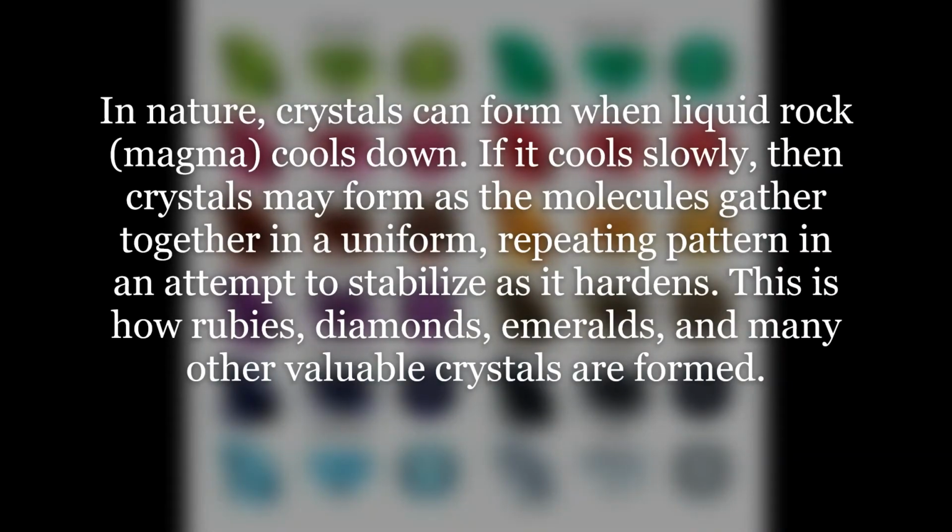In nature, crystals can form when liquid rock or magma cools down. If it cools slowly, then crystals may form as the molecules gather together in a uniform repeating pattern in an attempt to stabilize as it hardens. This is how rubies, diamonds, emeralds, and many other valuable crystals are formed.